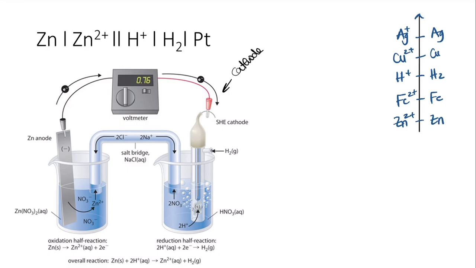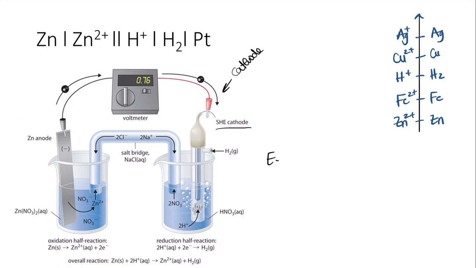Okay, here we have the SHE cathode, and here we have the Zn zinc anode. As you may notice, the electrons travel from the anode to the cathode, but I'm not concerned about that. I'm concerned about calculating the reduction potential of zinc.